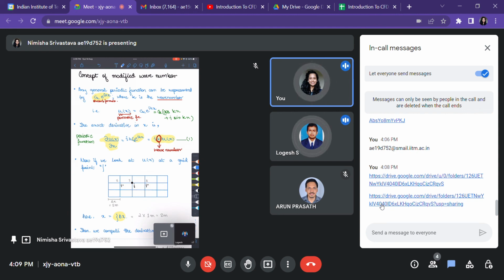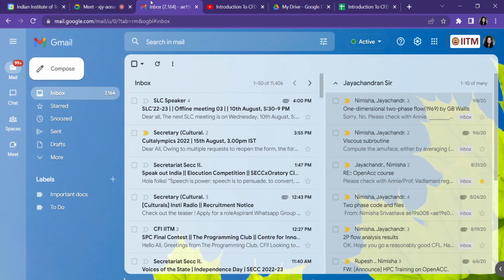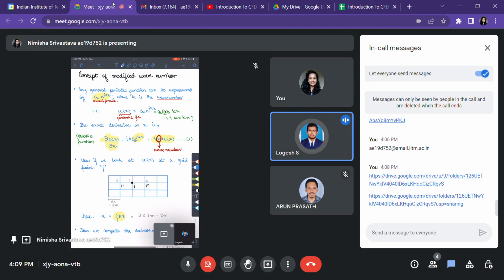Did you open the link? Ma'am, now it's loading. It's coming up with a request for access from college. Wait, ma'am, one minute. Change your mail ID to a Gmail ID. If you have a college email ID active, then I don't know about that.